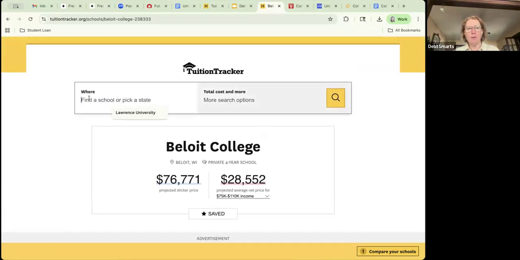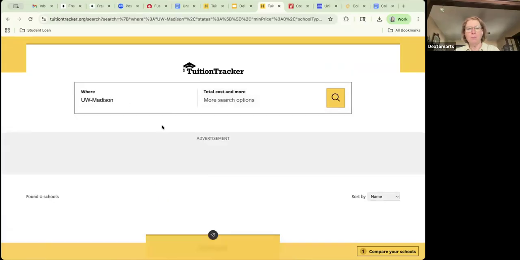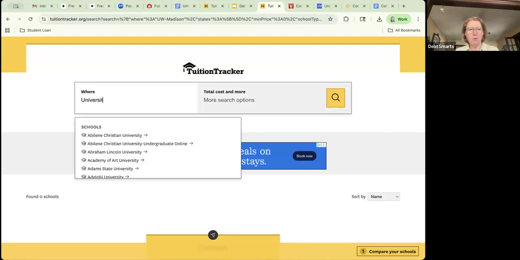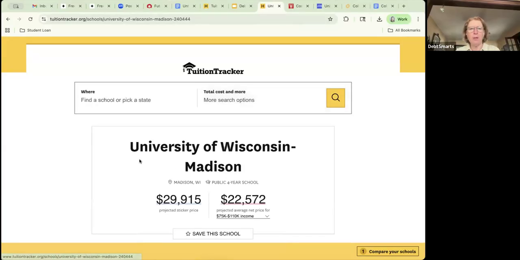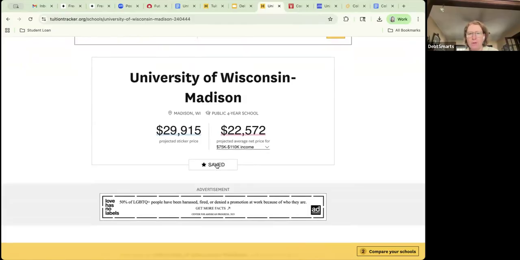Now let's do a public university. So we'll do UW-Madison. Whoops. Oh, maybe I have to spell it out. There it is. Okay. So there's University of Wisconsin-Madison. And you can see that the projected net cost, if you're in this same income band, doesn't go down as much. So their projected cost here is $22,572, and we're going to save this school.